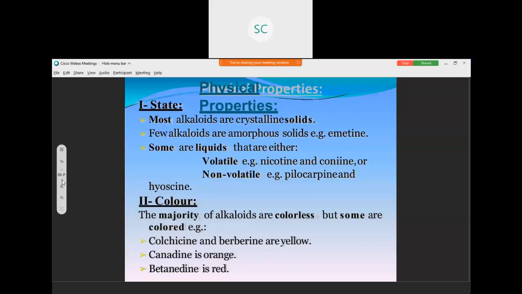In these physical properties, second one is color. The majority of alkaloids are colorless, but some are colored. For example, colchicine and berberine are yellow in color, canadine is orange color, and betanidine is in red color.